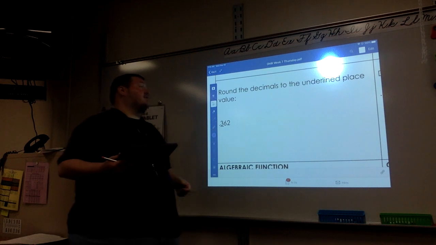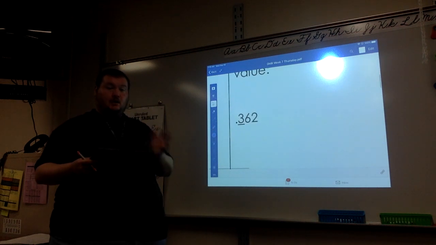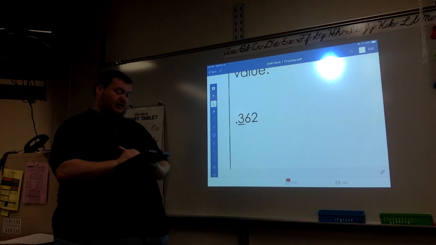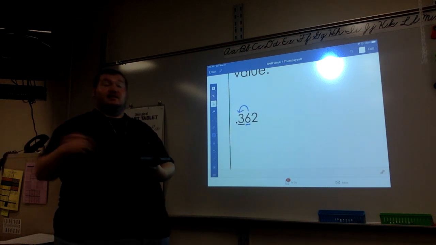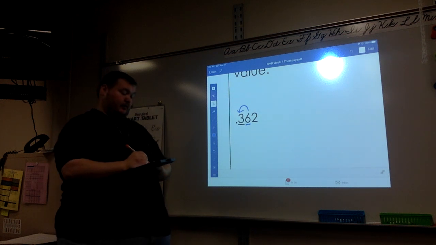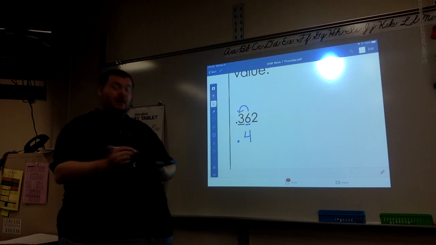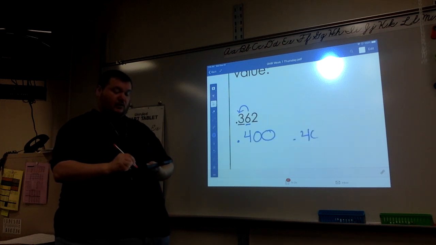Round the decimals to the nearest underlying place value. Our underlying place value is in the 10th spot. So we're going to look next door at the 6 here, compare it to the 3. Remember, anything 5 or higher will make that underlying number go up a digit, and if it's 4 or lower, it stays the same. Because 6 is larger than 5, the 0.3 becomes a 0.4, and the 6 and 2 become zeros. You could also have 0.40 or 0.4.